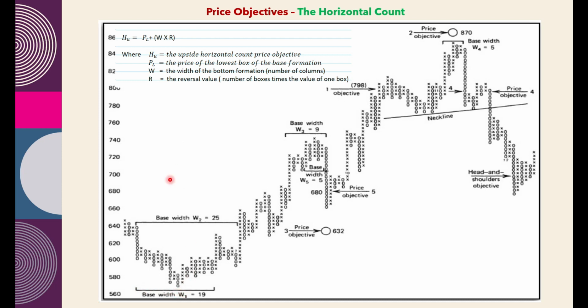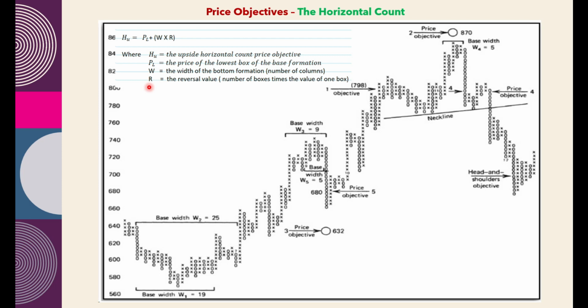The width of the bottom formation. With this bottom formation, the width is 19 columns. And the reversal value: we know the reversal criteria is 3 in this case and 4 is the box size. 4 multiplied by 3, 12, is the reversal value. Now we know the price, which is 570. We know the width of the bottom formation, which is 19. We know the reversal value, which is 4 multiplied by 3, 12.